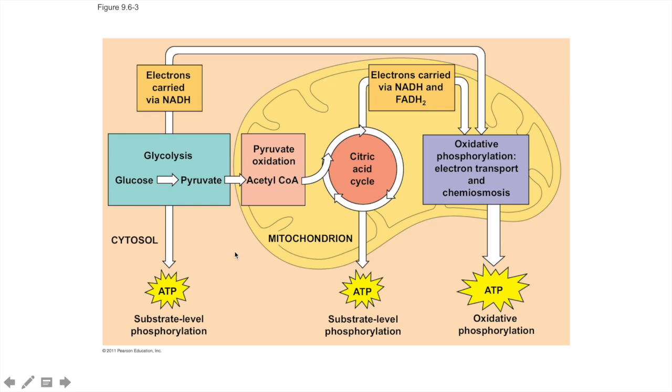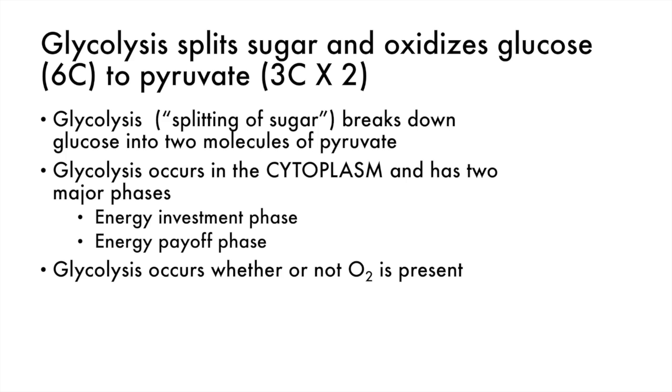And so we're going to walk through these 4 different stages a little bit more slowly and see what it's all about. And you can see these last 3 steps all occur inside the mitochondrion, which is why we say the mitochondrion is the powerhouse of the cell, because it produces so much ATP. Okay.